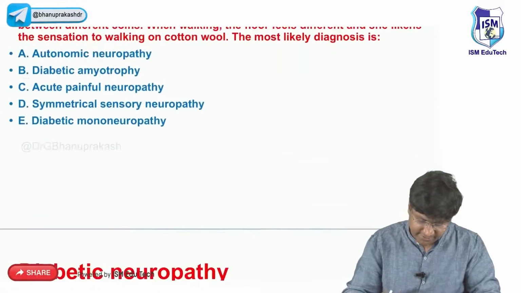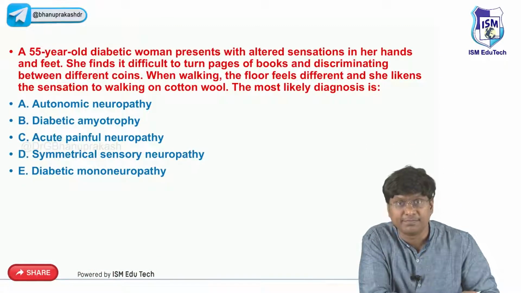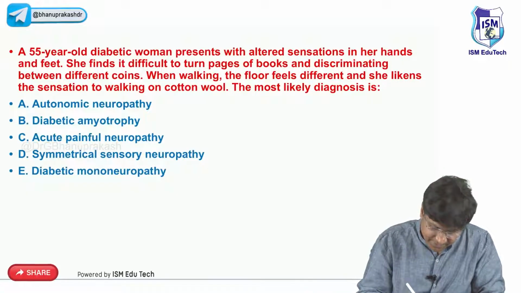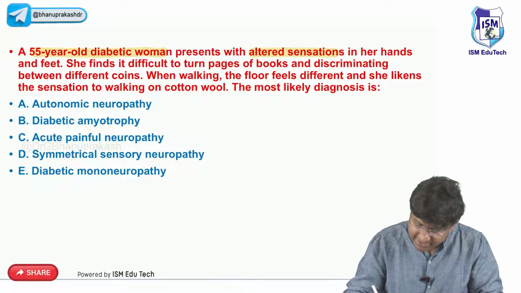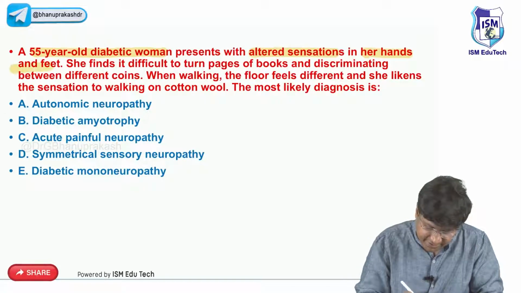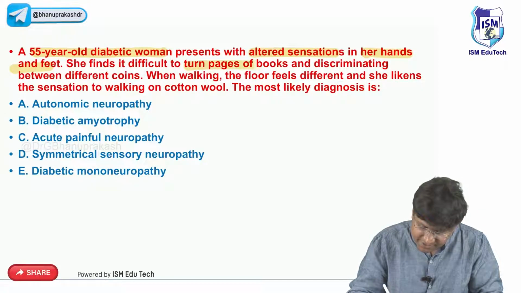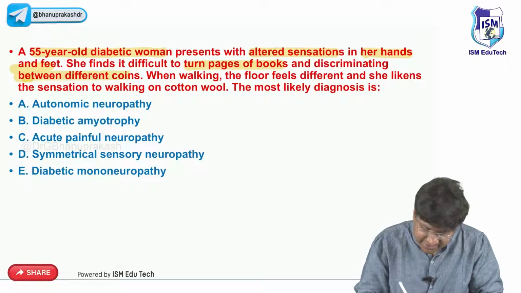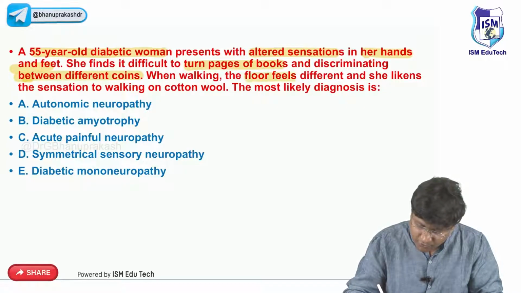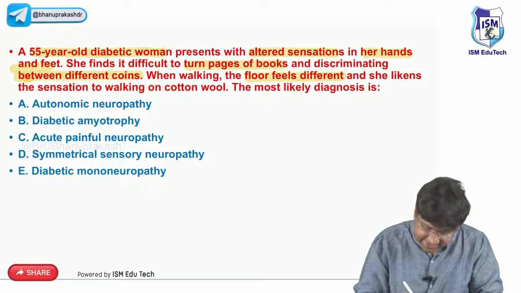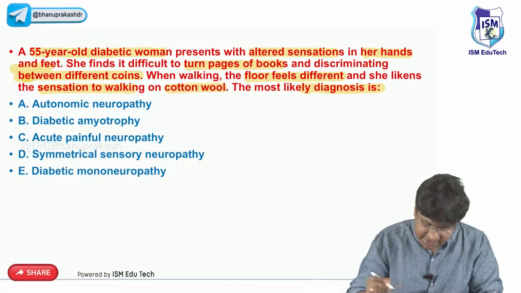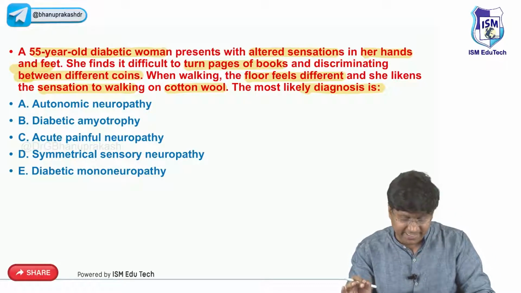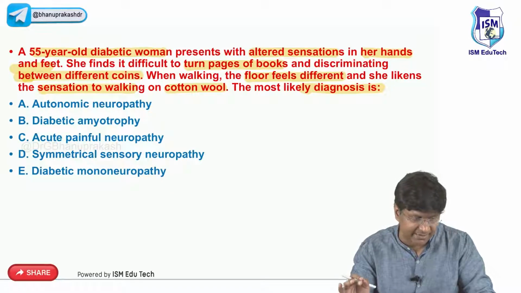Okay. Right. Then you take the chronic complications. So you see this question: a 55-year-old diabetic woman presents with altered sensations in her hands and feet. She finds it difficult to turn pages of books and to discriminate between different coins. While walking, the floor feels different, and she likens the sensation to walking on cotton wool. The most likely diagnosis is autonomic neuropathy, diabetic amyotrophy, acute painful neuropathy, distal symmetrical sensory neuropathy, or diabetic amyotrophy.